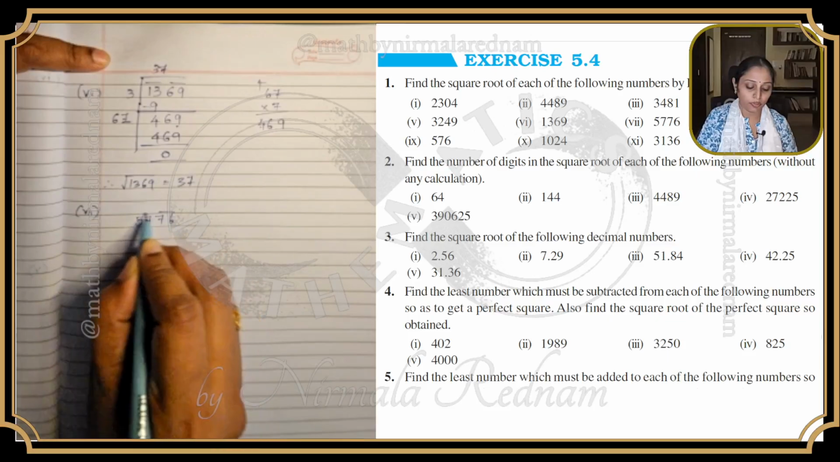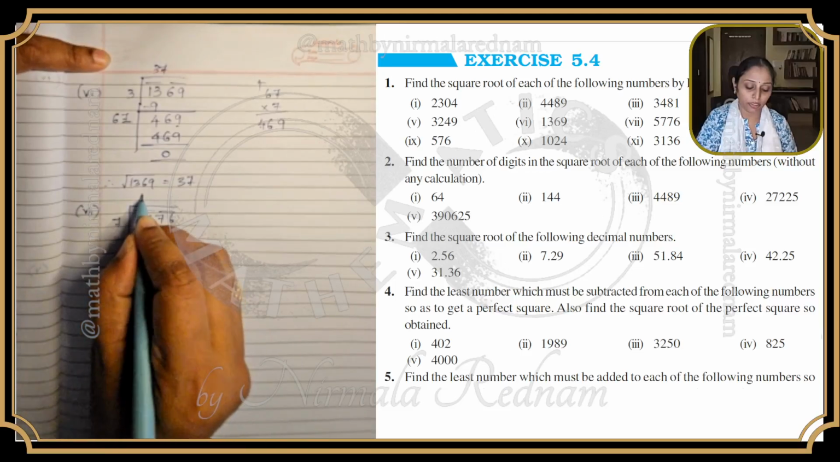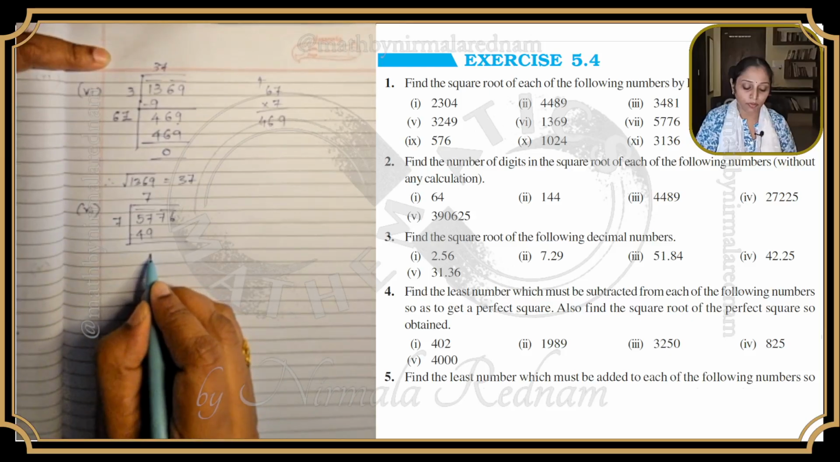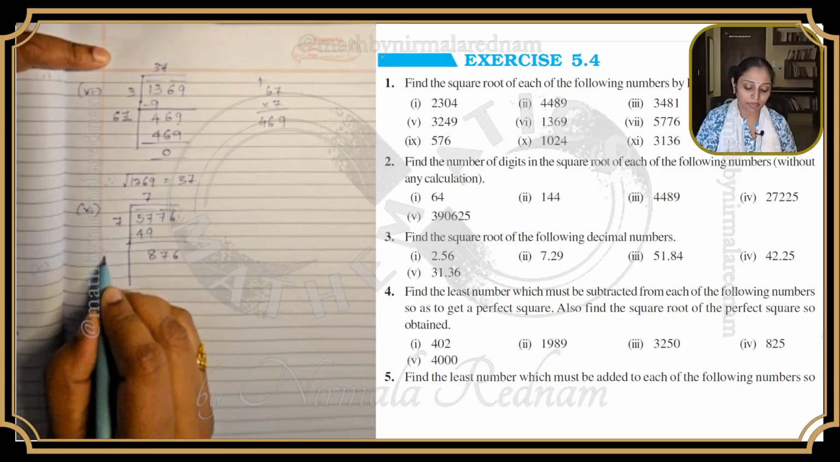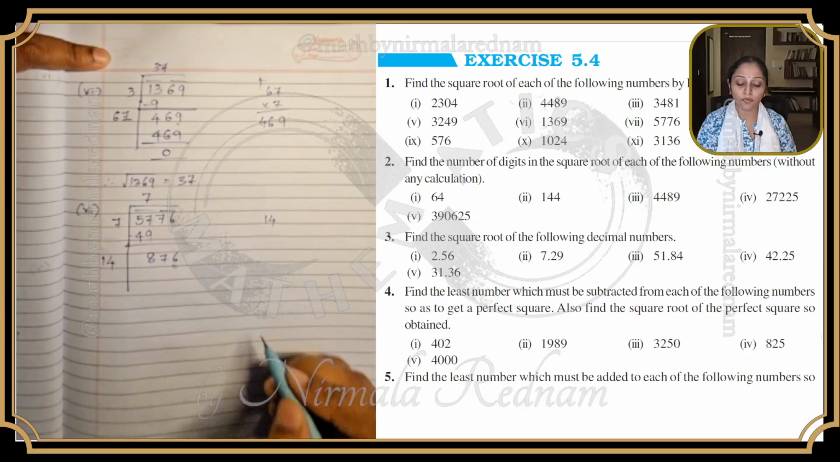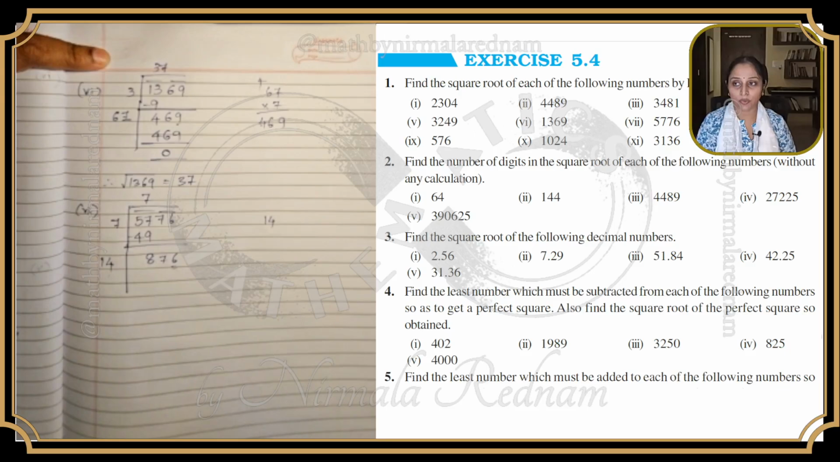5776. Put the bars. 57. Closest is 7 square, which is 49. Okay. And if I take the subtraction of these two, I'm going to get 8. Bring down the bar. Here twice of 7 is 14. I have a 6 here. So it's either going to be 4 or 6, right? Because 4 square is 16, 6 square is 36.